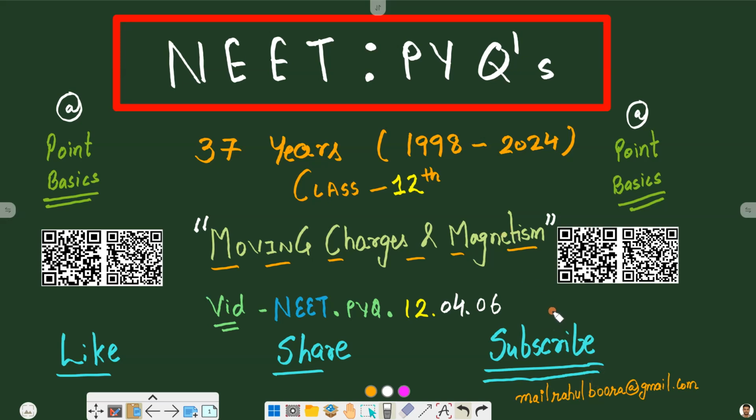Welcome everybody. This is our sixth session in NEET previous year questions, fourth chapter, moving charges and magnetism of class 12th. Before this video, we have made 5 videos in this series and all of those videos are available on our YouTube channel's playlist section.